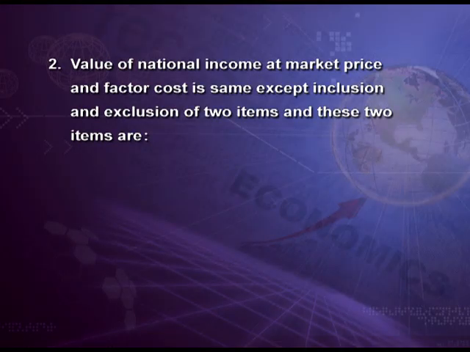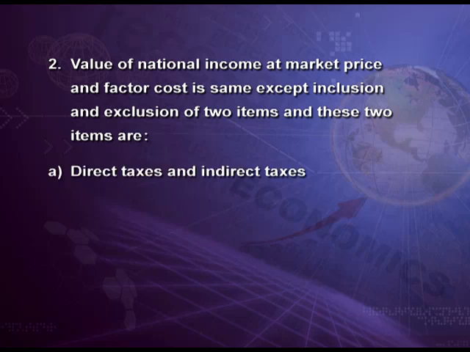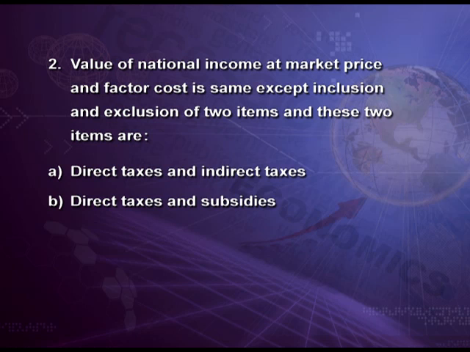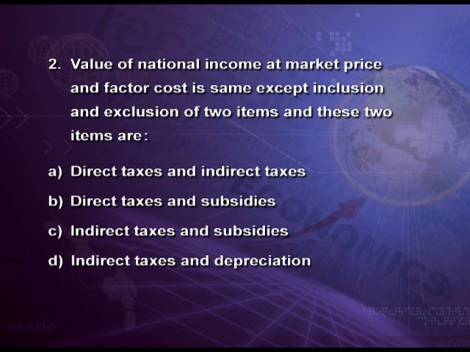Second question, value of national income at market price and factor cost is same except inclusion and exclusion of two items. And what are these two items? First option is direct tax and indirect tax. Second option, direct taxes and subsidies. Third option, indirect taxes and subsidies. Fourth option, indirect taxes and depreciation.